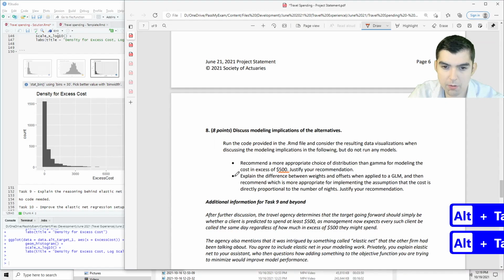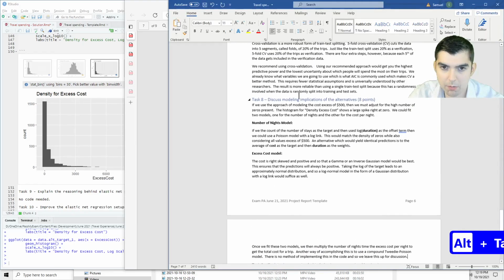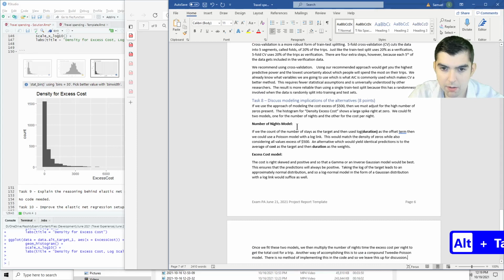And part 2 here was to explain the difference between weights and offsets. So to make sure that we highlight that number of nights. Let's highlight the word weights and then offsets.